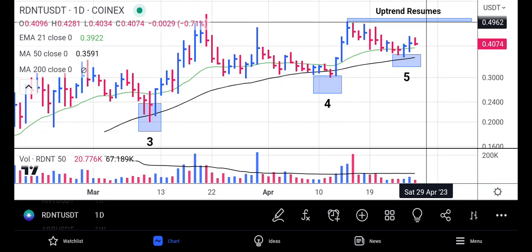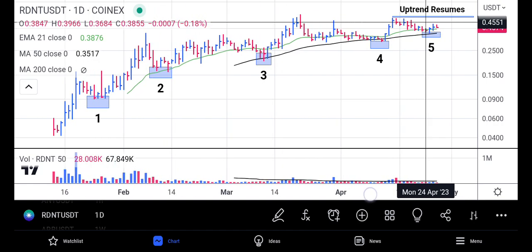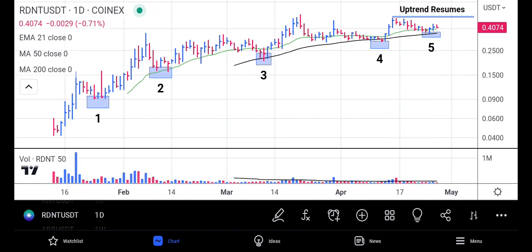Let me zoom into the chart. You can see how Radiant Capital has been performing since the beginning of the year. From 0.1, when you look at it very closely, 0.2, 0.3, 0.4, and 0.5, you will see that each new low is higher than the prior low. So each low is getting higher.